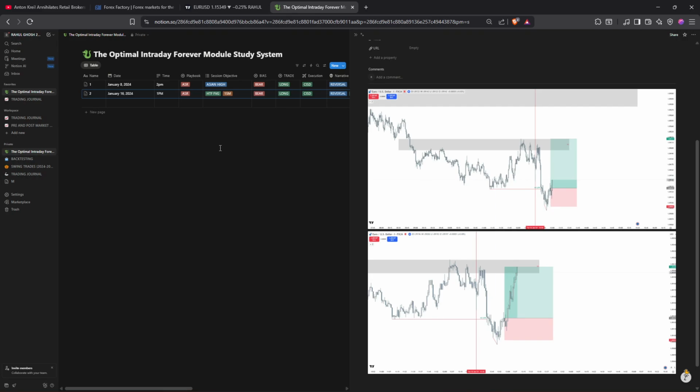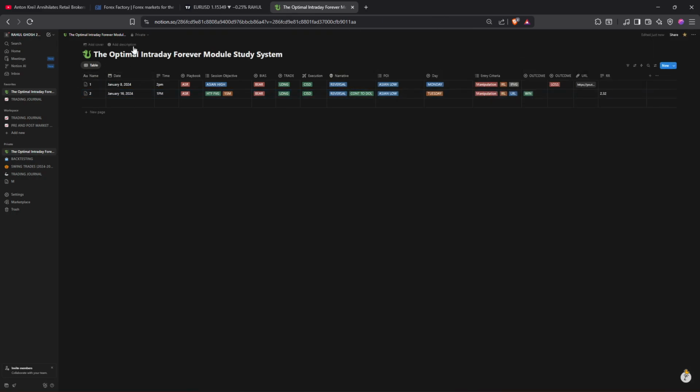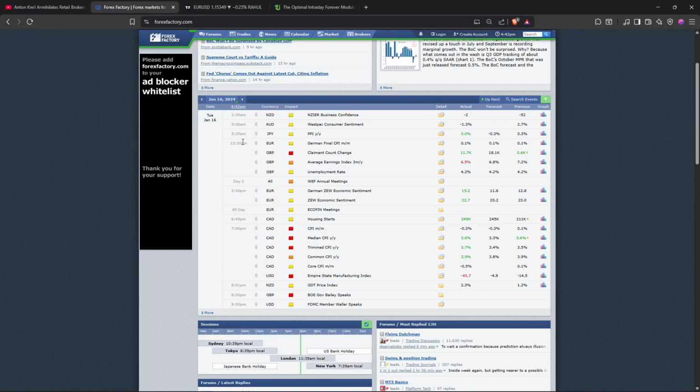In a winning scenario, I don't need to take a post-trade screenshot, because overall it played out as I wanted it to, and everything worked out perfectly. Asian low manipulation, change in state of delivery, entry, boom, boom, boom. Move on to the next day, January 16th.